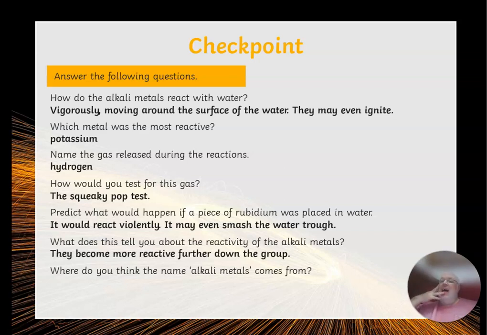Where do we think the name alkali metals comes from? Well, the clue to that is at the end of the video that we've just watched. What colour did the universal indicator go when we added it to the water the metal reacted in? Purple. Purple is for alkali. So it produces a hydroxide solution, which is an alkali.